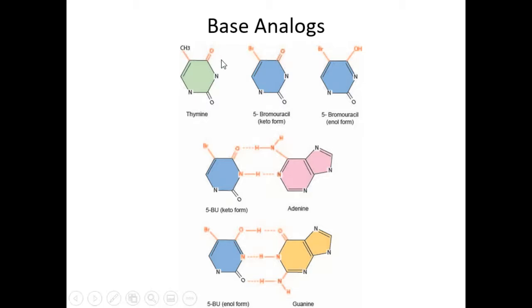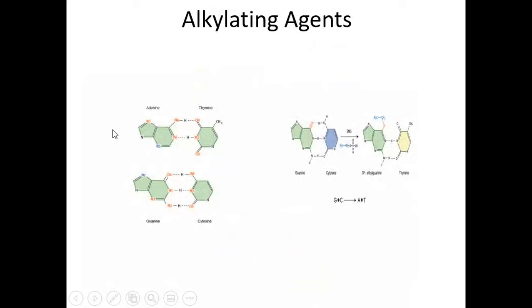So this is just to show the analog can also introduce the mutation. And then alkylating agents. Alkylation basically is a process where the electrophile attacks the negative charge of the DNA molecule and then adds a carbon-containing group, the alkyl group, to the chemical.